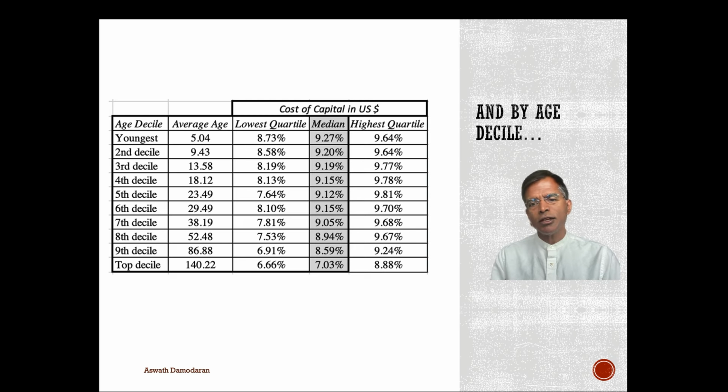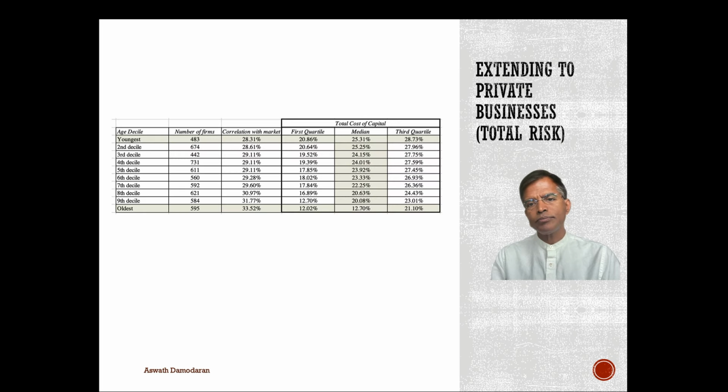Remember, we used age as a rough proxy for where a company is in the life cycle. The youngest companies have a median cost of capital of 9.27%. The oldest companies have a median cost of capital of 7.03%. Clearly, your hurdle rates are going to be higher for younger businesses simply because you're riskier. Doesn't always have to be the case, but in general.